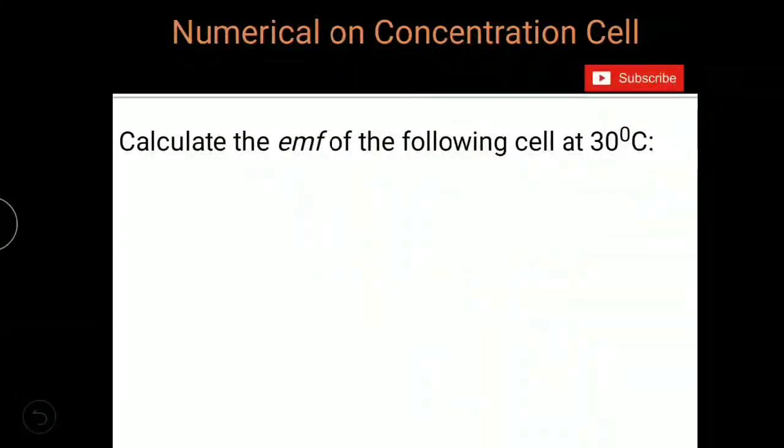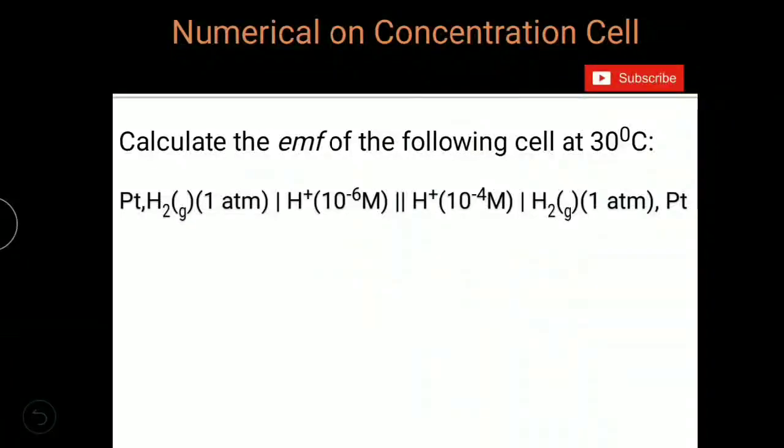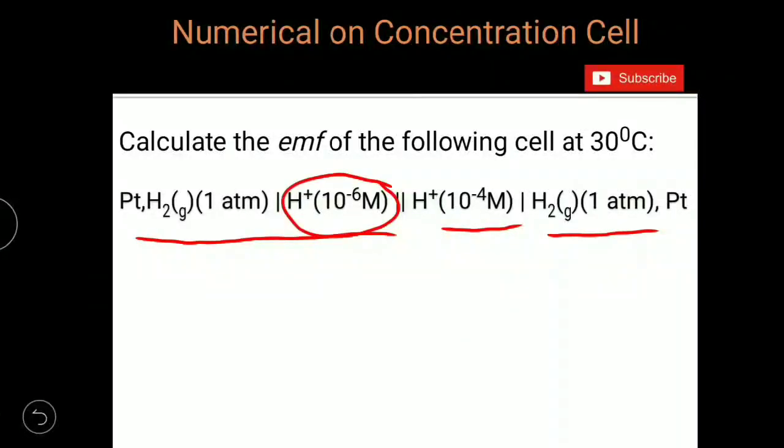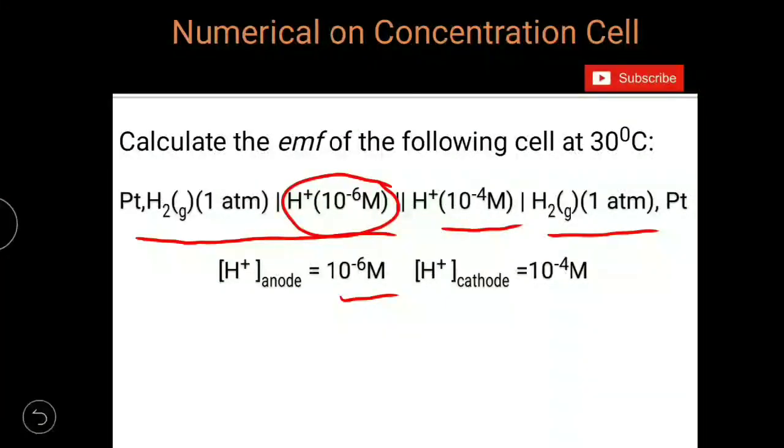Calculate EMF of the following cell at 30 degrees Celsius. Anode given is hydrogen gas at 1 atmosphere pressure immersed in H plus ion concentration of 10 power minus 6 molar, and cathode is platinum wire surrounded by hydrogen gas at 1 atmosphere pressure immersed in H plus ion concentration of 10 power minus 4 molar. So H plus ion concentration in anode is 10 power minus 6, and H plus ion concentration in cathode is 10 power minus 4.